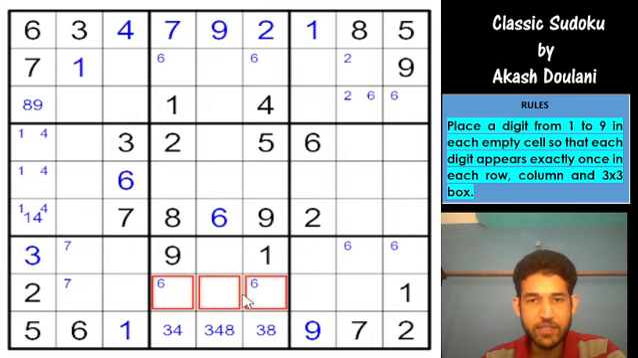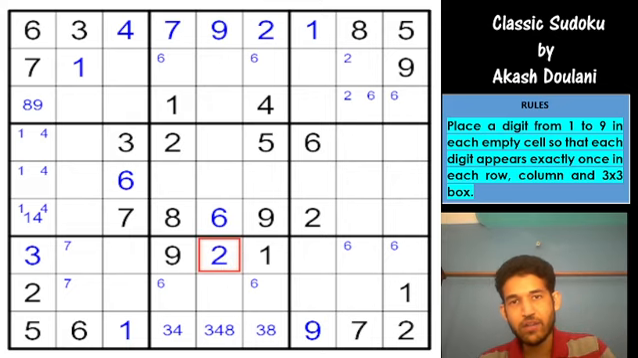And 2 can't go in these three cells. You'll notice that 2 has to go in this box. So far the solve has been very pleasant, nothing to test us really in the solve.